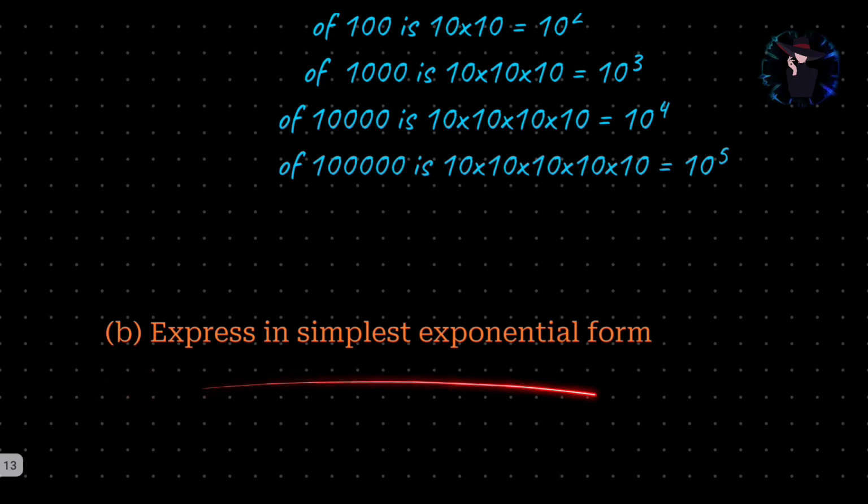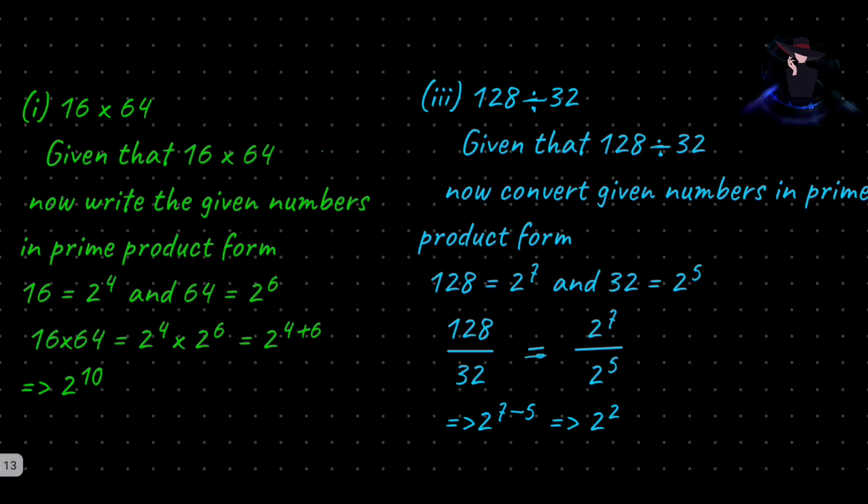Express in simplest exponential form. What are we going to do? We need to express in simple exponential form. So what is the exponential form of 16 and 64? 16 can be written as 2^4. 64 can be written as 2^6. We need to multiply 16 into 64. That is 2^4 into 2^6, according to the laws of exponentials. If it is in the form of a^n into a^m, then we need to add the powers, a^(n+m). That is what we are doing. 4 plus 6, 2^10. Similarly, 128 in the form of 2^7, 32 in the form of 2^5.